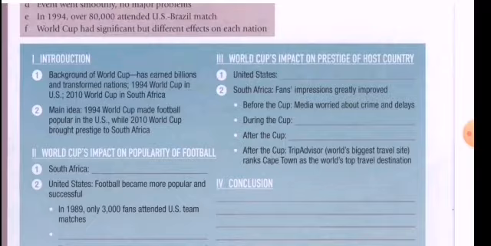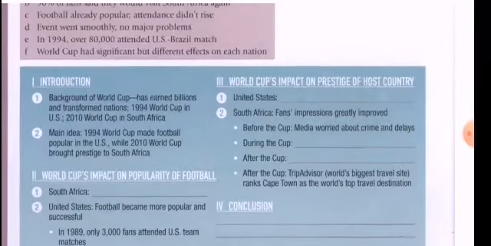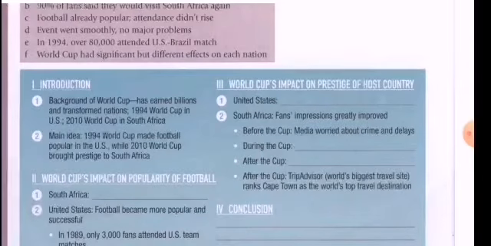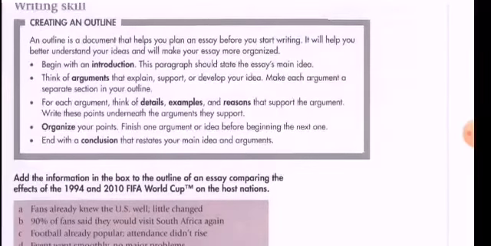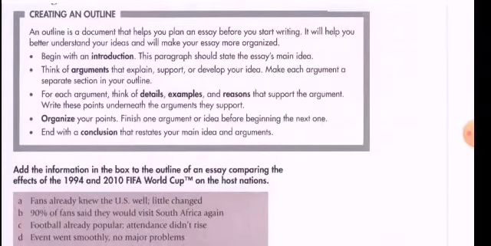1994 World Cup made football popular in the US, while 2010 World Cup brought prestige to South Africa. Well, good. This is the introduction. And what is the background? What is the main idea? Let's look at this first. We begin with an introduction. This paragraph should state the essay's main idea.